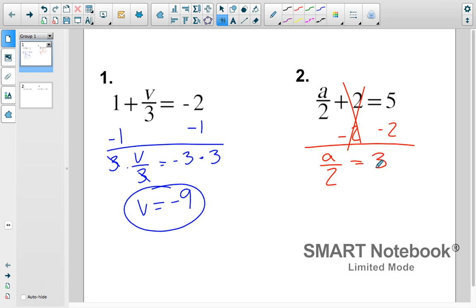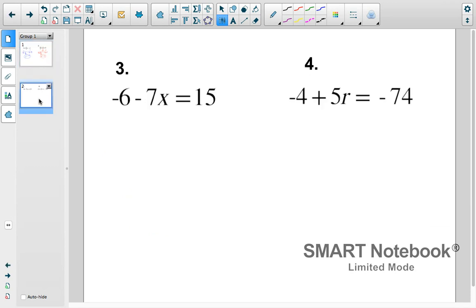Now, just like we did for number 1, we need to multiply by what we see in the bottom of the fraction. So I'm going to multiply both sides by 2. The 2's on the left will cancel. So we're left with just a. So a equals, now we do 3 times 2, and we get 6. And that's a two-step equation where we need to eventually multiply in order to get the answers. Let's move on to slide 2, problems number 3 and 4.